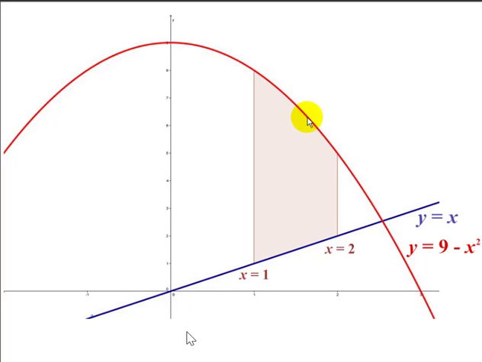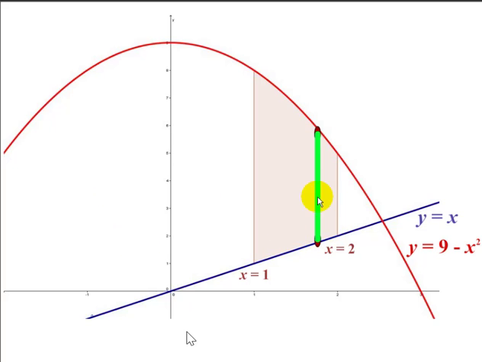It's easier to use a cross-section that is vertical than horizontal, because with a horizontal one I would have different pieces, a piece here, a piece here, and a piece here. So I'm going to draw a vertical cross-section as shown. Then I'm going to revolve that cross-section around the y-axis.